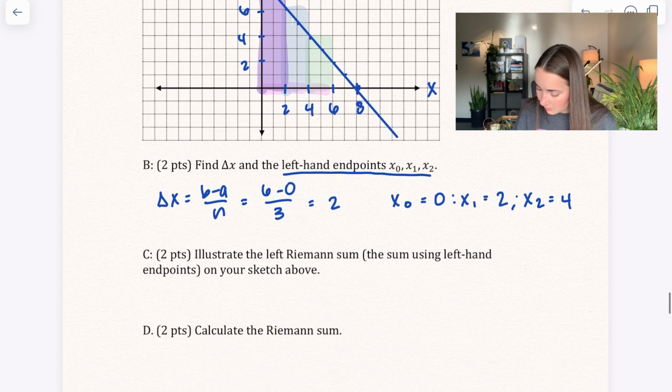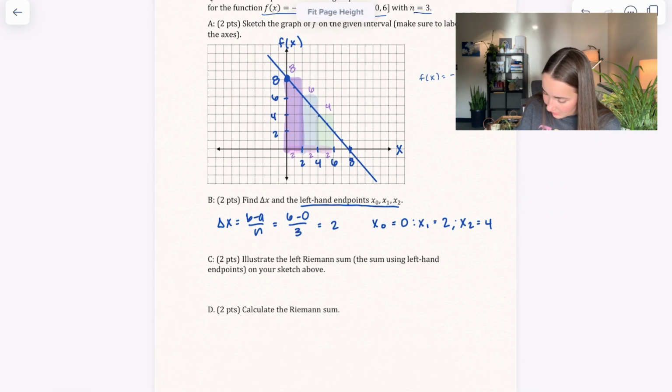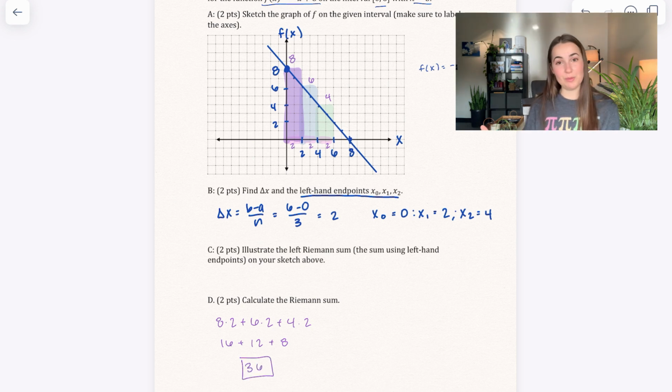So here we're going to go ahead and calculate the Riemann sum. If you wanted to, you could plug it into the function, or you could just do it by counting squares. Each of these rectangles has a width of 2, and we're going to see the corresponding height. So this has a height of 8, this has a height of 6, and this has a height of 4. So if we were to calculate those, we would get 8 times 2 plus 6 times 2 plus 4 times 2. And this is equal to a value of 36. And there we calculated the Riemann sum.